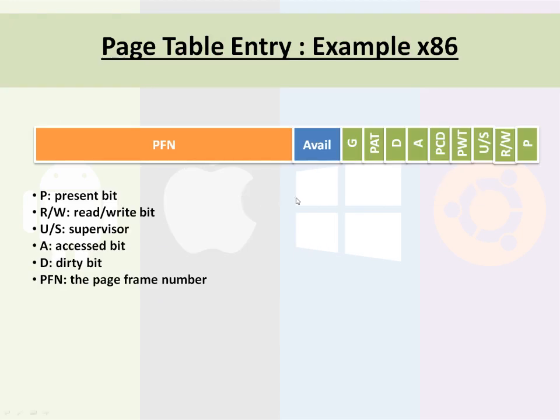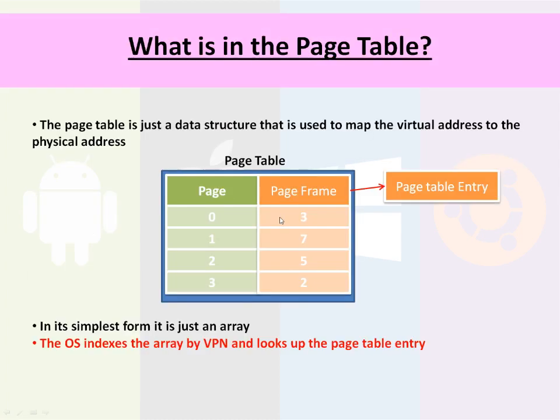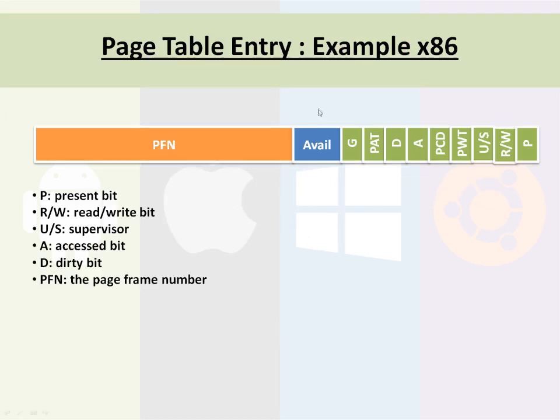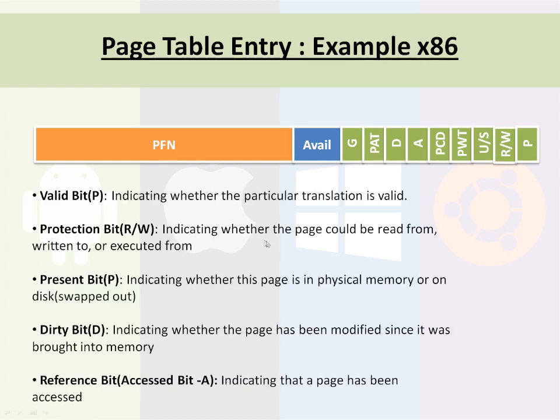So here we have an example of an x86 architecture page table entry. And obviously there's a page frame number, just like we demonstrated here. We need that page frame number to do the translation. But it also has all this additional stuff. It has a present bit, a read-write bit, a supervisor bit, an access bit, a dirty bit, and the page frame number. And this is just to name a few. These aren't super important to know, but the next slide explains a couple of them.